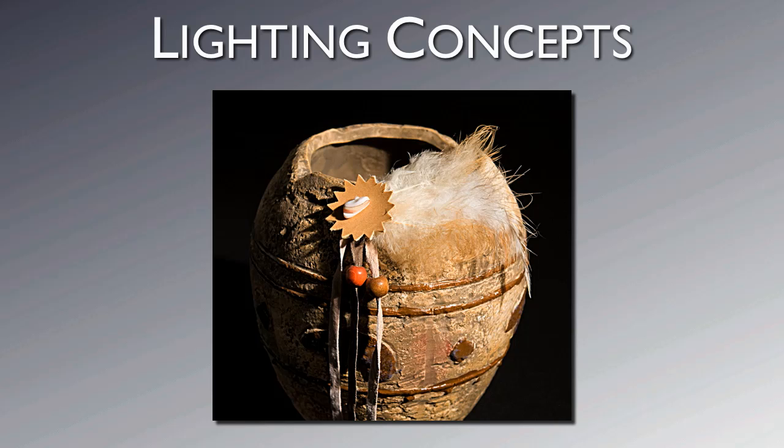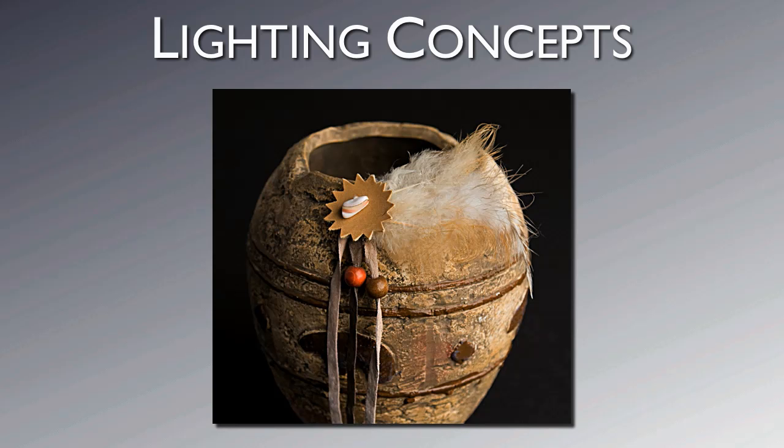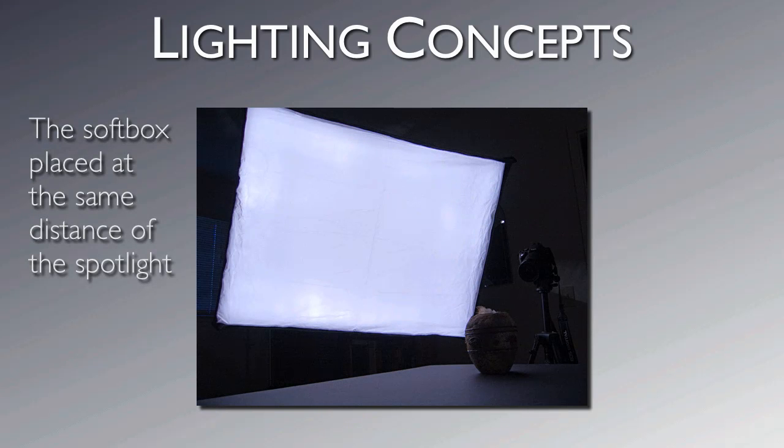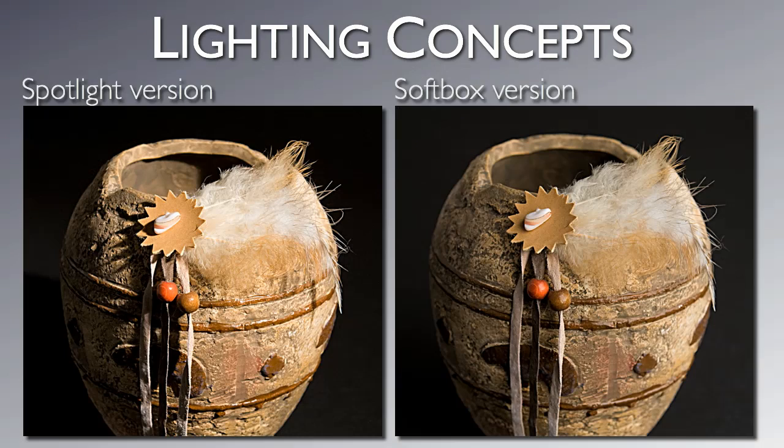Now, let's take the softbox, which is actually 1000 watts, twice the brightness of the spot, and place it at the same distance. Because the softbox is much larger, it will create a soft light. Here we can see that it does work in that way. The light is twice as bright as the spot, and it is at the same distance, yet the shadows are much softer.